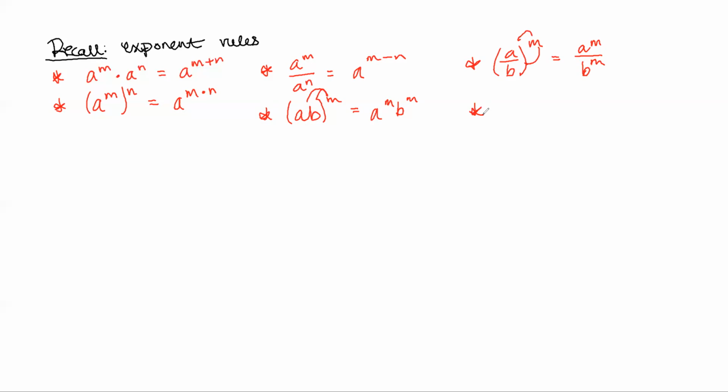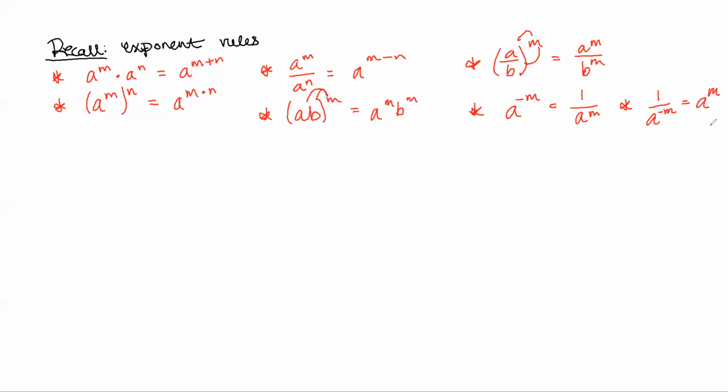And now for ones that we've already seen, we just saw this one, a to the negative m. This is going to become 1 over a to the m, so make it positive. And same thing if you have the negative on the bottom, so 1 over a to the negative m, then we're going to move it up top and it becomes a to the positive m over 1 or whatever's left down there.